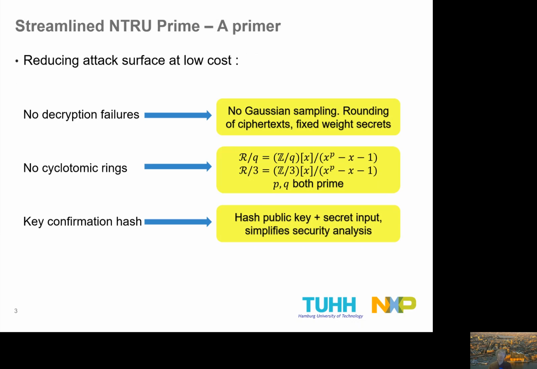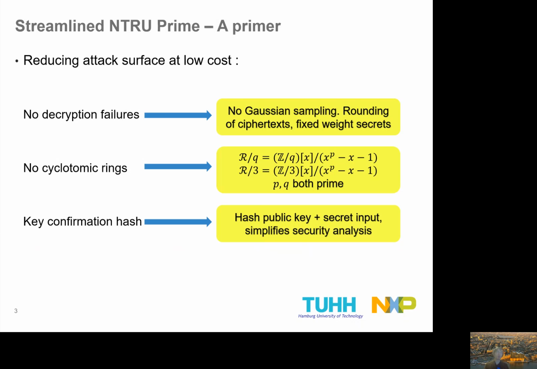For one, Streamlined NTRU Prime does not have decryption failures. So every ciphertext is always correctly decrypted. And this is achieved by the fact that there is no Gaussian sampling. Instead, the ciphertexts are rounded, and fixed weight secrets are used.